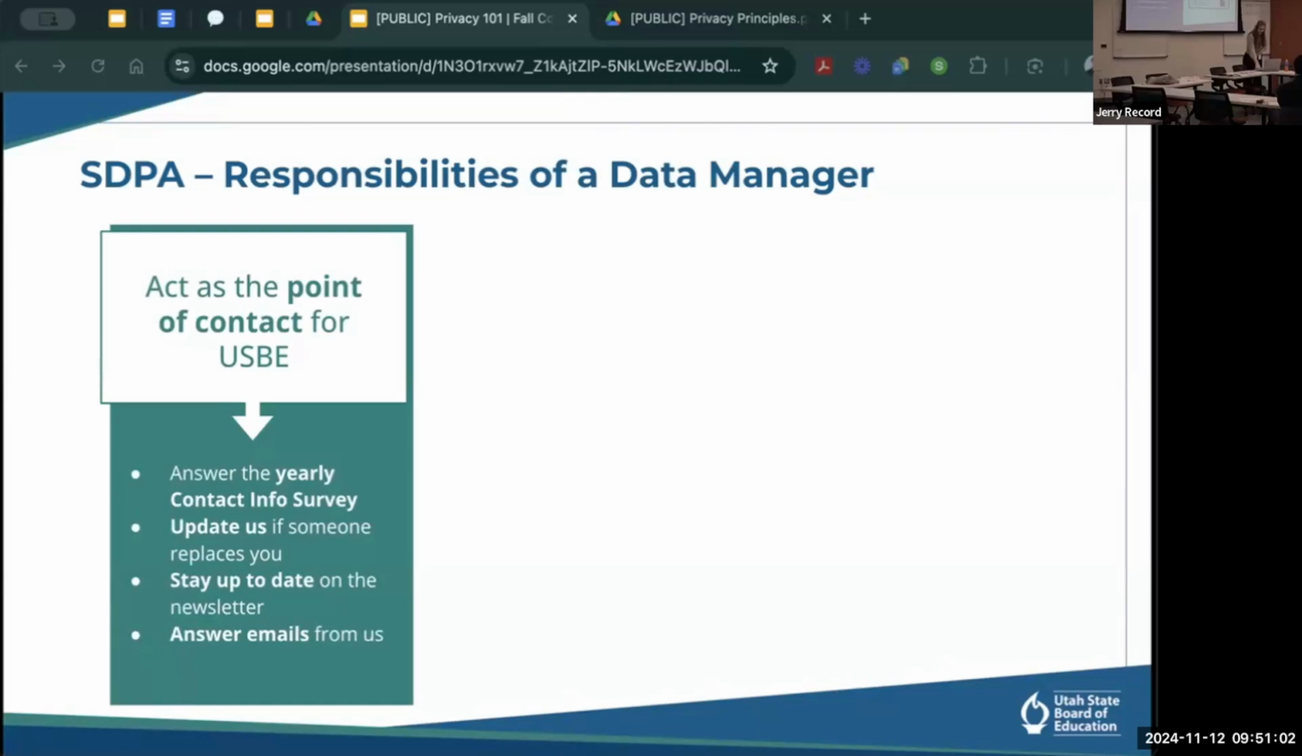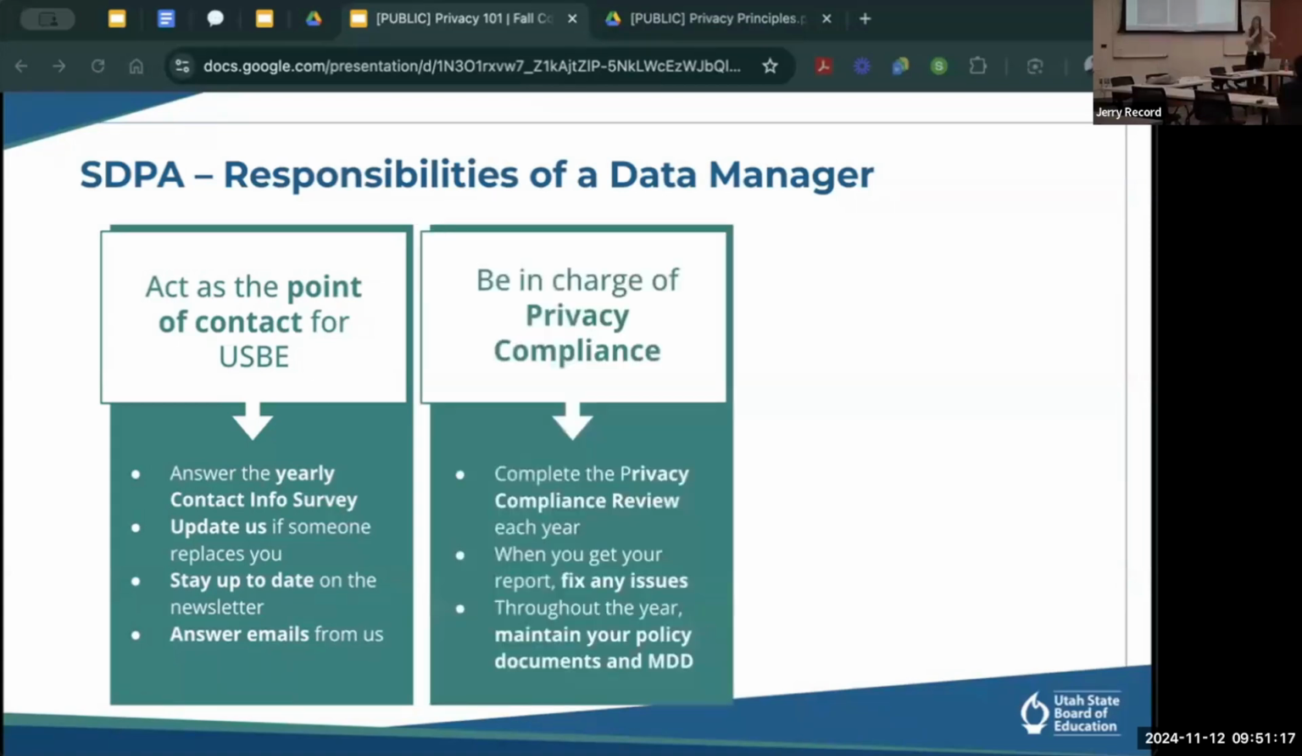Some of your responsibilities as a data manager are to act as the point of contact for USBE. So you might receive communication from us on a pretty regular basis. The second responsibility, and this is one that many of you might be really familiar with, is completing the privacy compliance review each year. Any of you involved in that at all?